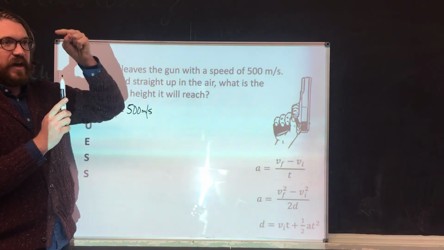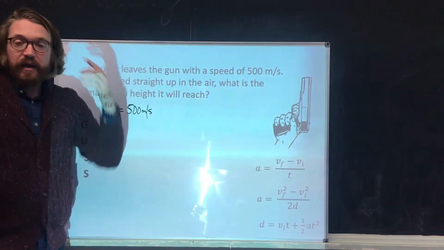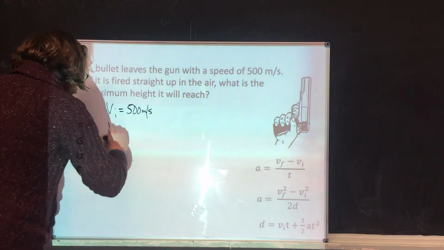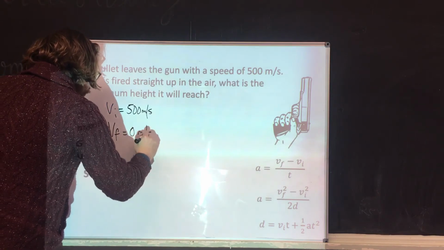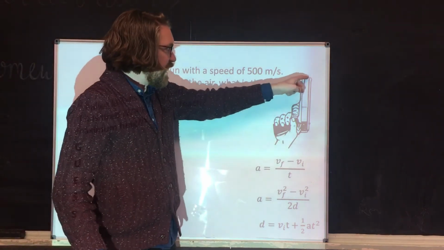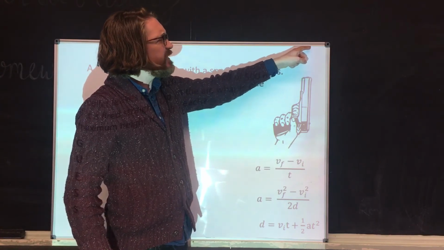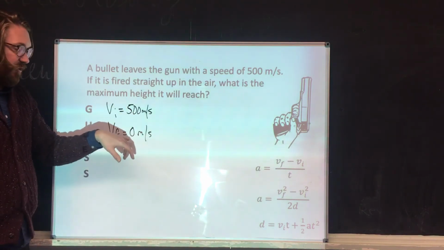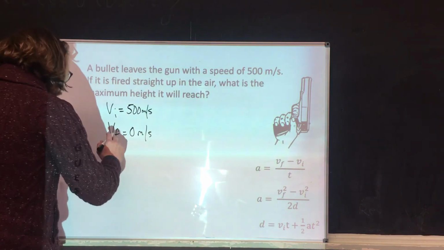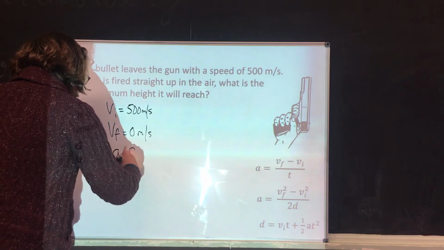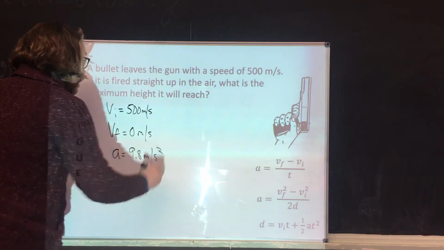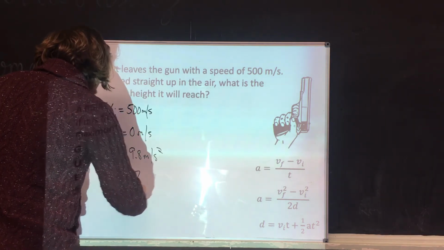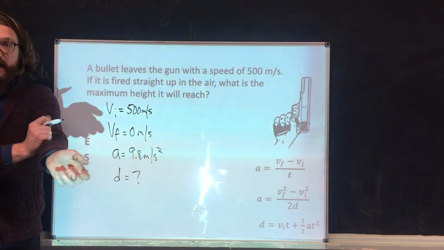When it gets to the very top, when it's at its highest point, how fast is the bullet going? Very good. At the highest point, that bullet is not moving, right? The bullet gets shot out of the gun, it goes up, up, up, and it stops at 0 meters per second. So we know that our initial velocity is 500, our final is 0. We know that our acceleration is always 9.8 meters per second squared. And we want to know the maximum height. That is our distance. How high in the sky is it going?